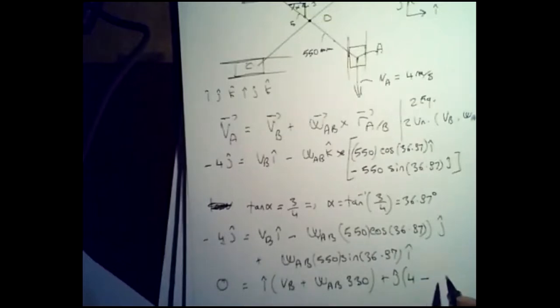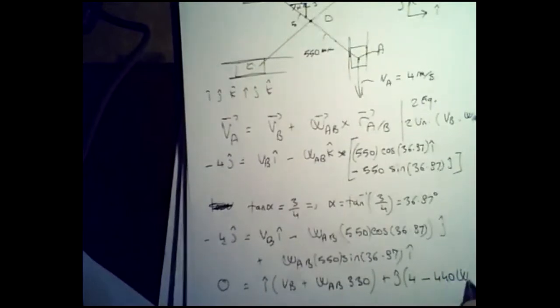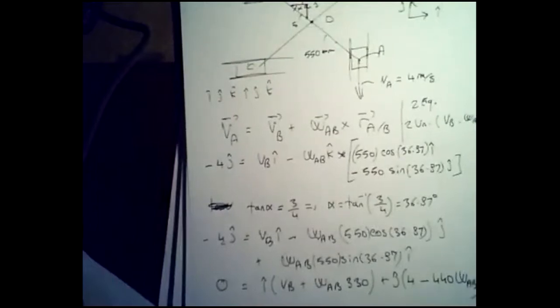Minus. I'm sorry? 440. If we do 550 times cosine 36.87, how much did you get? 470, you said? 440. Okay, 440. Oh my God. Okay, because I just used Google. I think that is why I didn't.